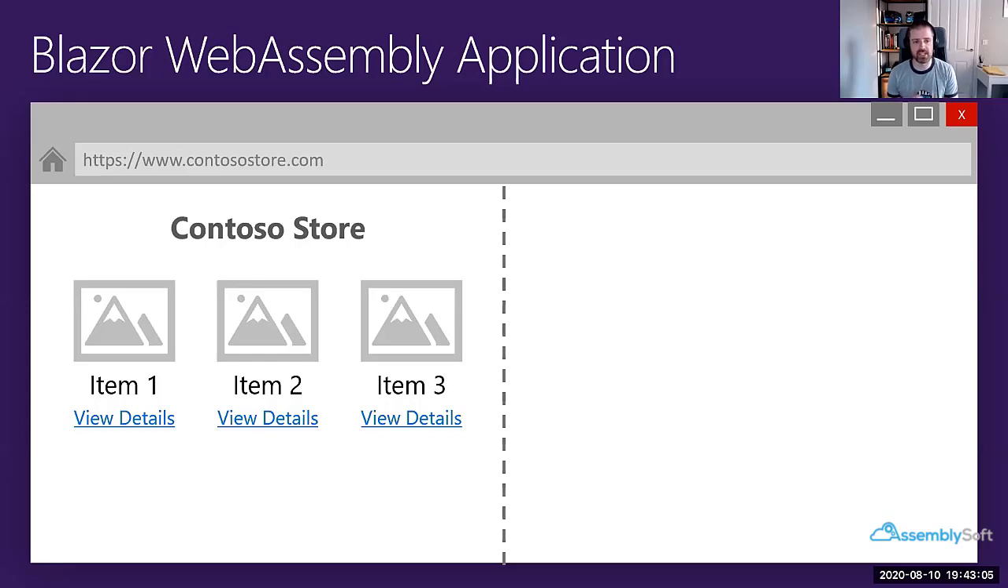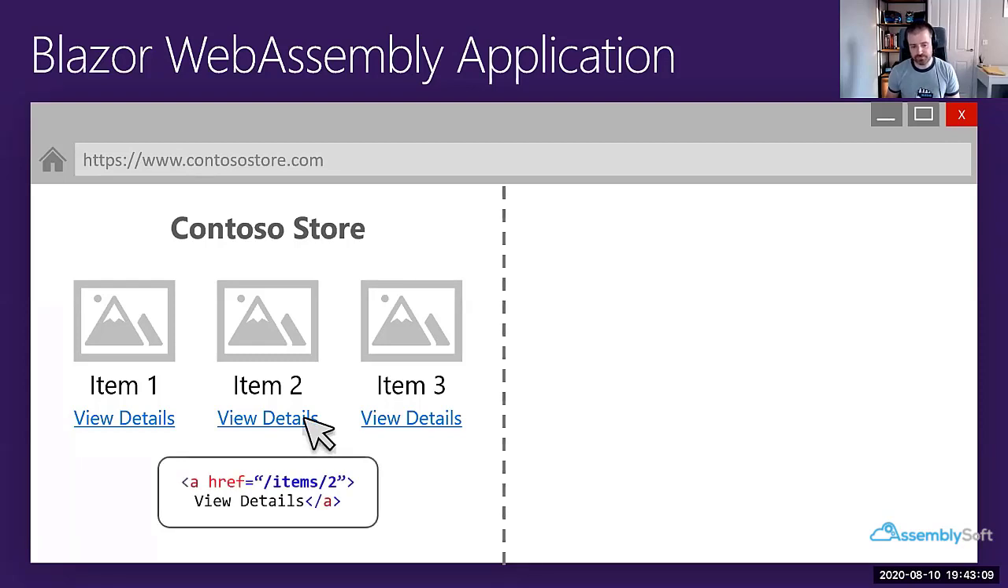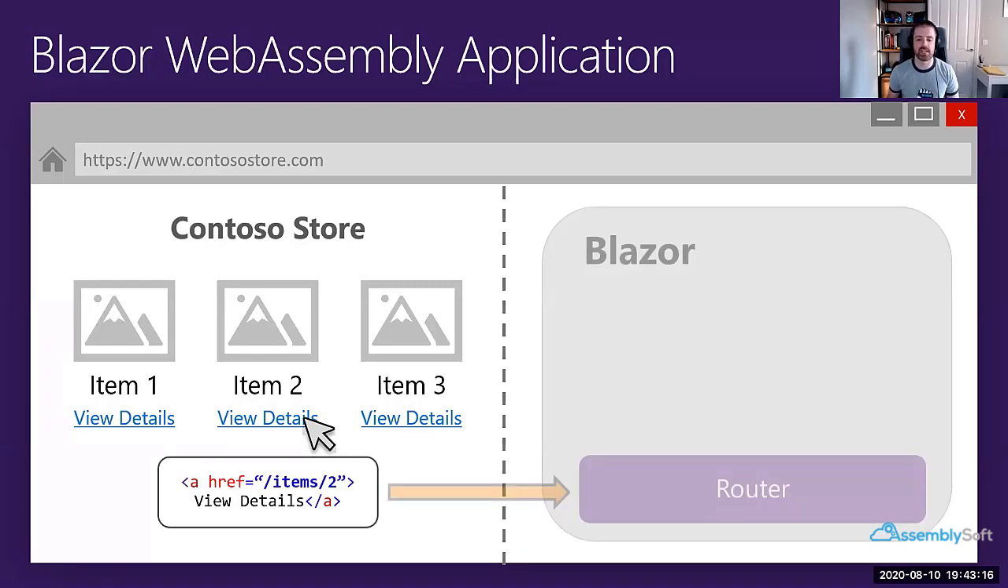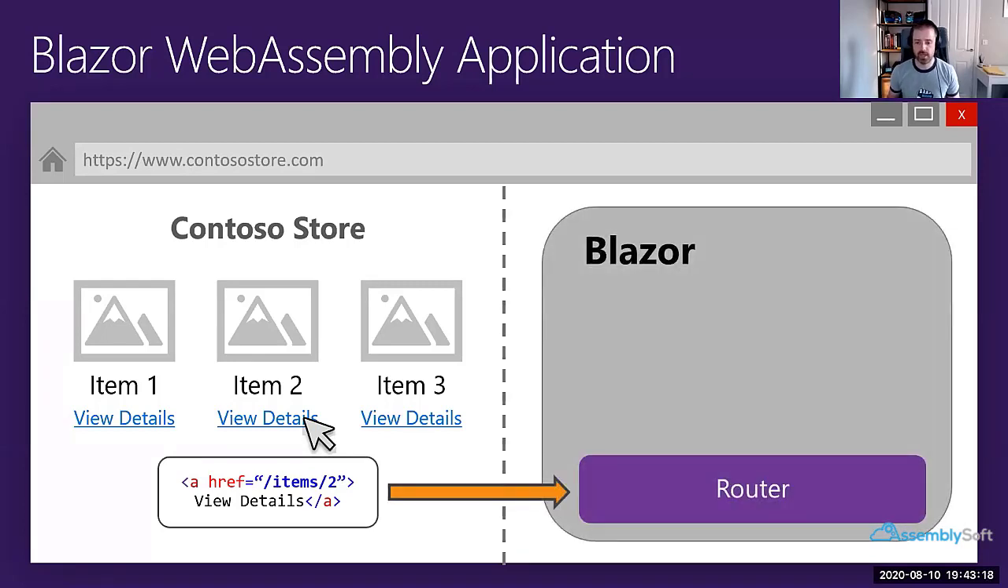So here we are with our Blazor WebAssembly app. We're going to click on a link here. And this time, we're not going to go back to the server. What's going to happen now is that this navigation event is going to get intercepted by a component. It's the router component that's in Blazor.